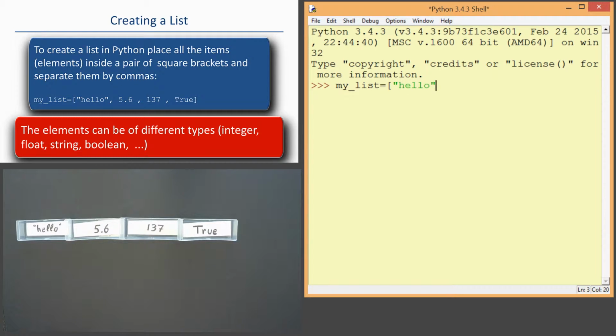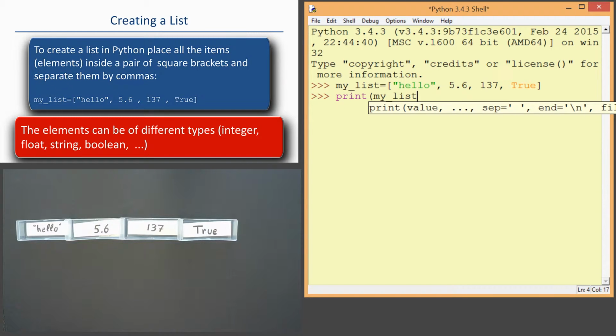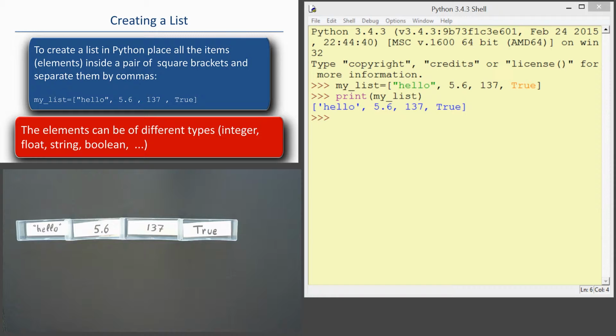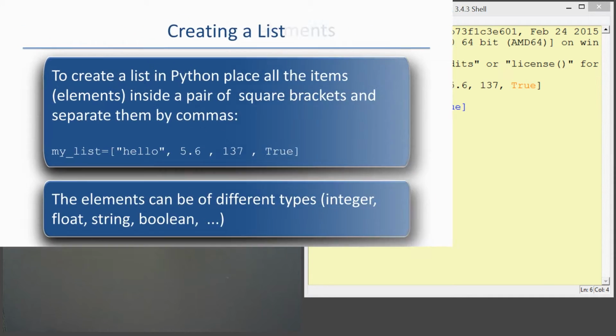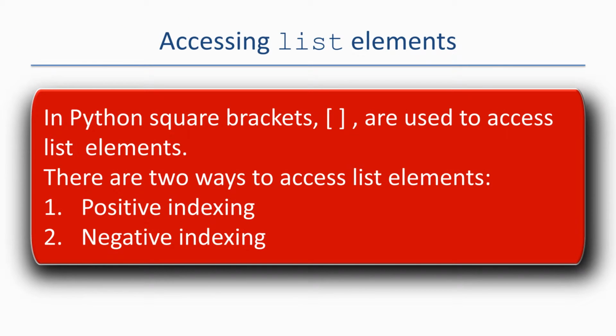Let me do this in IDLE. All I have to do is type the items and separate them by comma, put them inside a square bracket, and assign it to a variable name. Now if I print this variable name, it will show me my list. In Python, square brackets are used to access list elements.